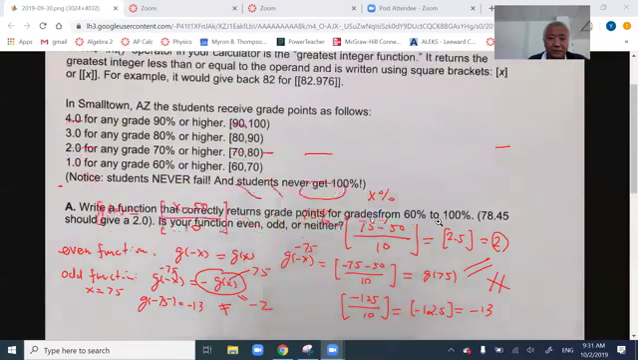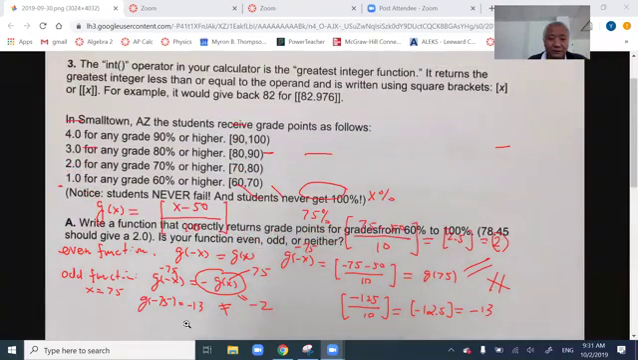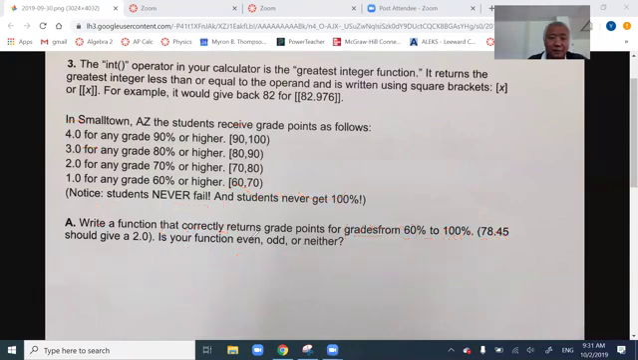Oh, let me just erase this part first. Hold on. So go to B now, okay?